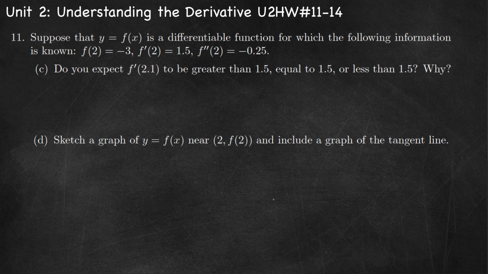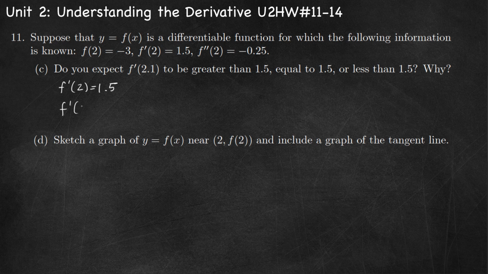Part C, do you expect f prime of 2.1 to be greater than 1.5, equal to 1.5, or less than 1.5? f prime of 2 is equal to 1.5, and the derivative of this at x equals 2 would be f double prime of 2, and that has a negative value. So when the derivative of something is negative, it means the function that we took the derivative of is decreasing. So f prime of 2 is 1.5, and f prime is decreasing at that point. So if we go a little bit past that point, like 2.1, we would expect that value to be lower.